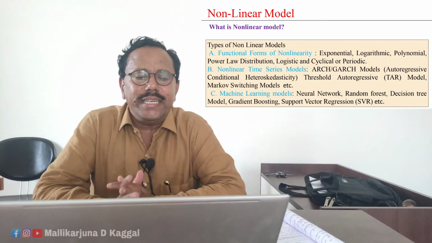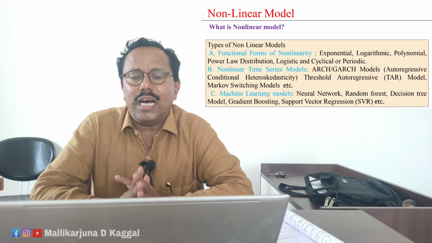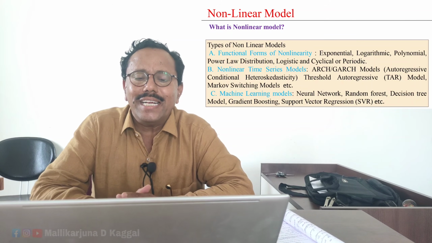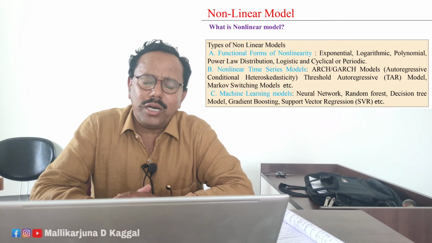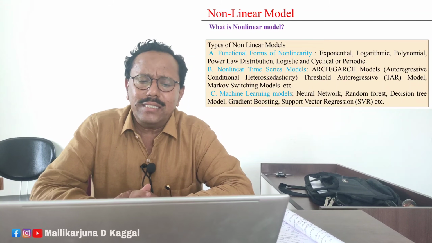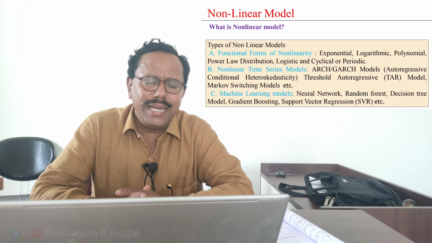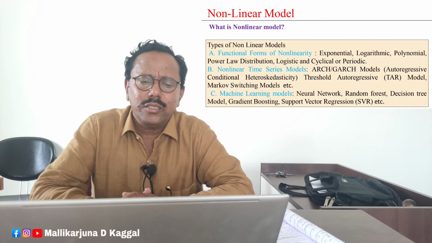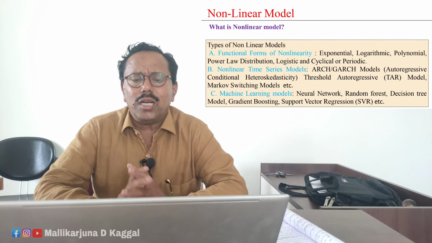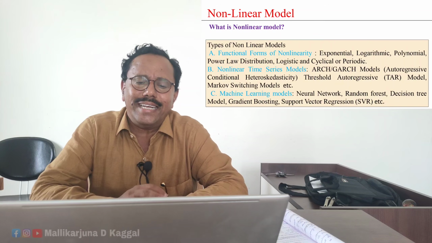The second category of non-linear models is time series models, which we can call the ARCH and GARCH models, autoregressive conditional heteroscedasticity. There is a family of ARCH models: ARCH, GARCH, TGARCH, UGARCH. There are many. I am not going to explain much here; that's not our topic to discuss. These ARCH and GARCH models are time series models of non-linearity.